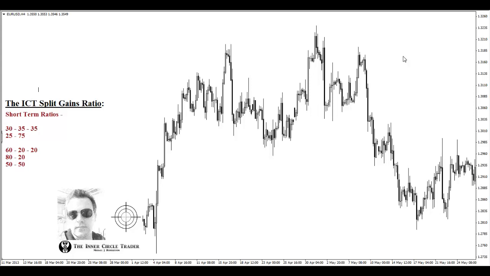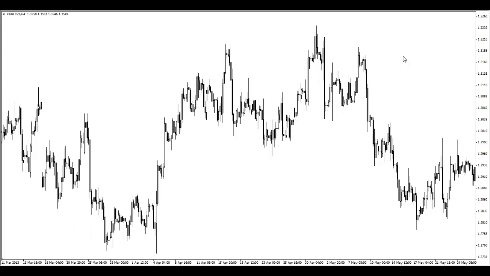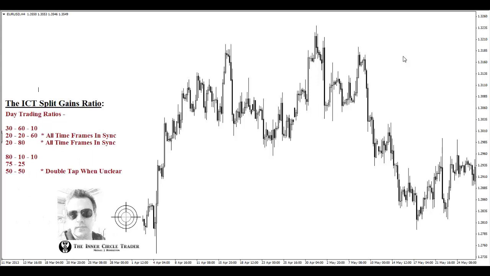Okay, and moving on to our day trading ratios. If you're trading in sync, you take 30% off of your position on the first target, and on the second target, you take 60% off, and then you would leave 10% to see what happens. Because just because you're day trading doesn't mean you can't try to capitalize on a move that would most likely continue on for several days.